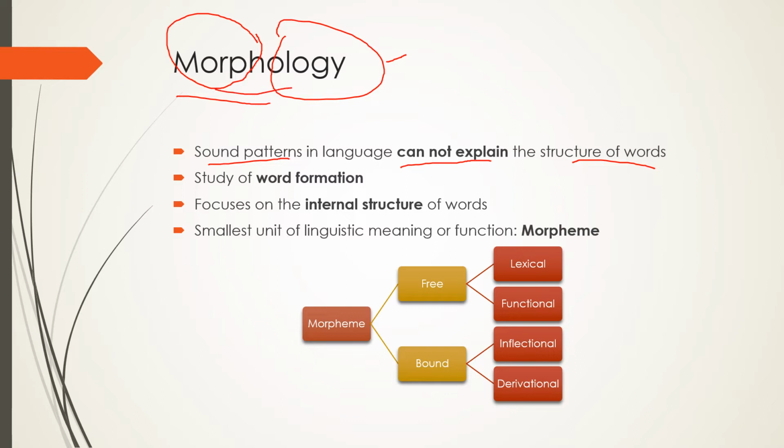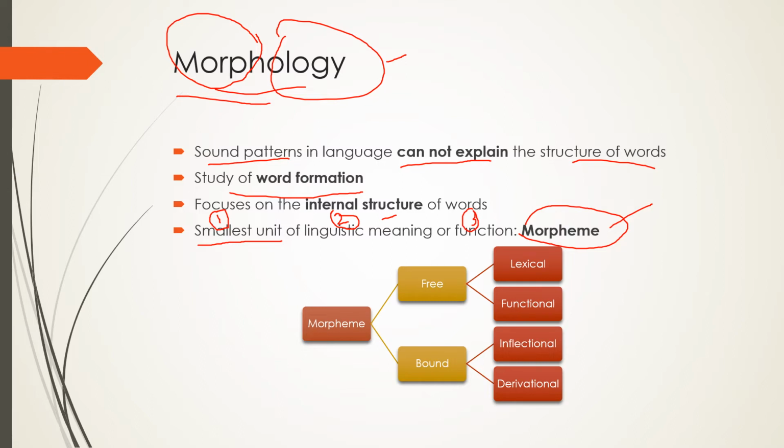So that's why morphology works with the study of word formation, how words form together and produce a meaning. Morphology focuses on the internal structure of words. It analyzes existing words, and it also explains new words which are produced. And when we try to analyze the smallest unit of a word, that helps to identify the linguistic meaning or function, which is considered a morpheme. So a morpheme is the smallest unit of linguistic meaning or function. That means in order to become a morpheme, that segment needs to be, number one, the smallest, and number two, have linguistic meaning or linguistic function.